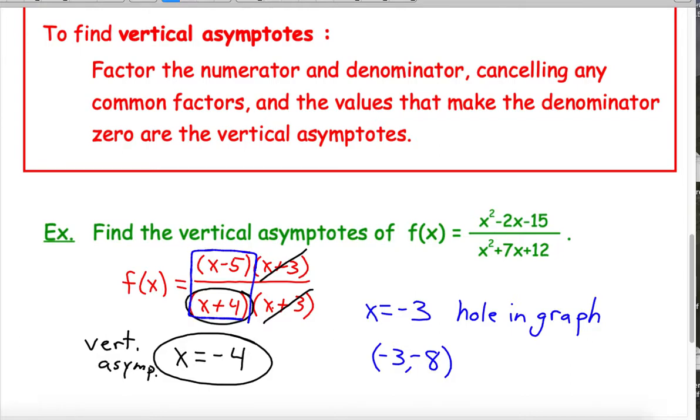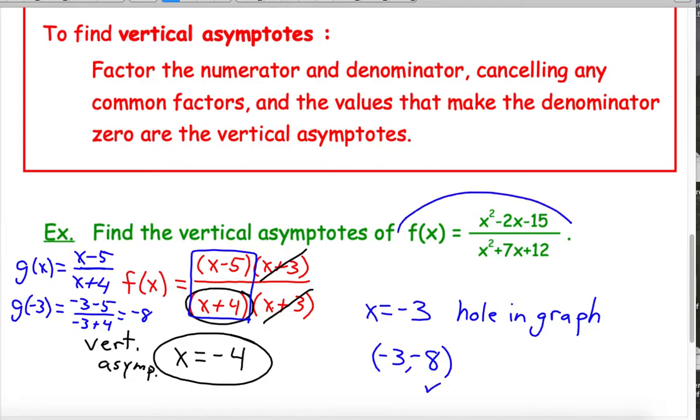After I cancel that x plus 3 factor, I have a new function, g of x, which is equal to x minus 5 over x plus 4. That's exactly the same function as f of x, except g of x doesn't have a hole at negative 3. F of x does. G of x is fine for negative 3. And so if I evaluate g of negative 3, I get negative 3 minus 5, which is negative 8, over negative 3 plus 4, which is 1. So negative 8 over 1 is negative 8. And so that's how I know exactly where the hole is in this original rational function f of x.